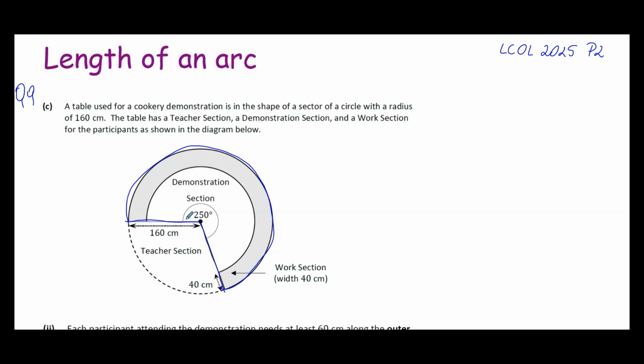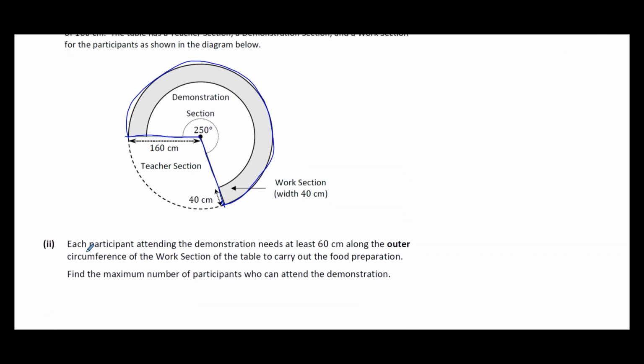160 is the radius of the big one. We have the angle. We have as well the length of the working part. So what do we need to do in this part? Each participant attending a demonstration needs at least 60 centimeters along the outer circumference of the work section. So where are they standing? This is the working section. So these participants are standing here.